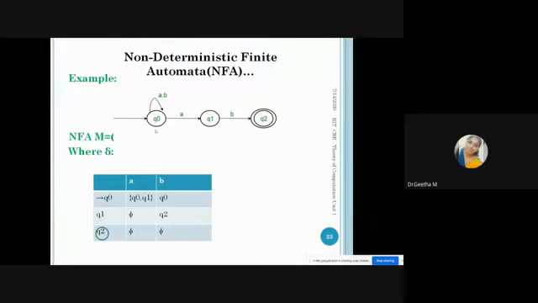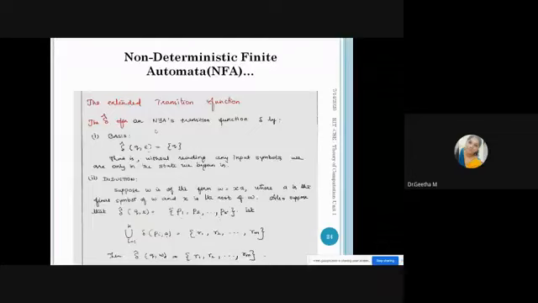From q naught comma a, you will be getting more than one output, q naught, q1. So you want to consider those outputs as P1, P2, Pk. The output of one transition you want to consider as P1, P2, Pk. So for each Pi, you want to apply the delta function.